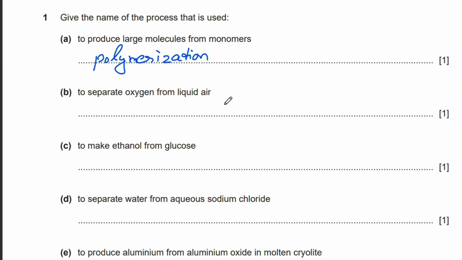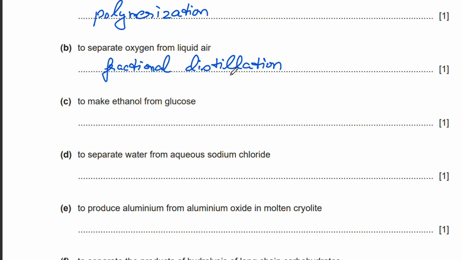To separate oxygen from liquid air, we are separating the liquid according to the different boiling points. So the answer to this will be fractional distillation. Now, to make ethanol from glucose, this is done by the process called fermentation.